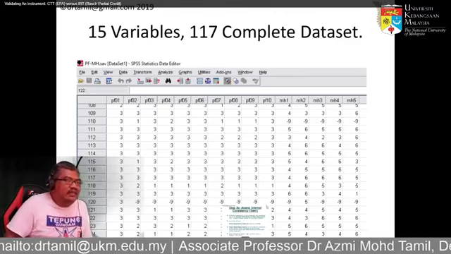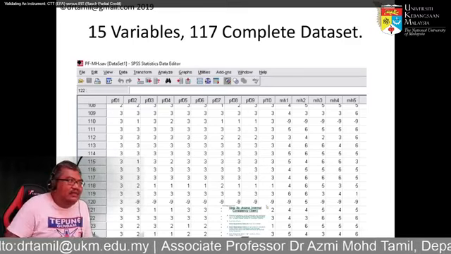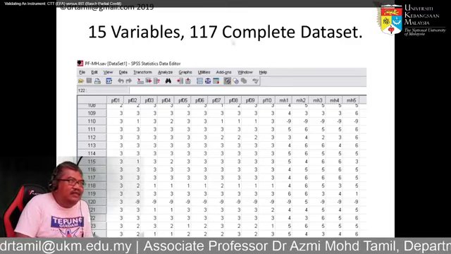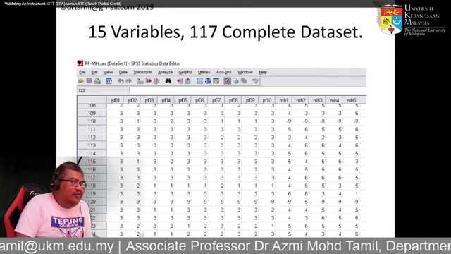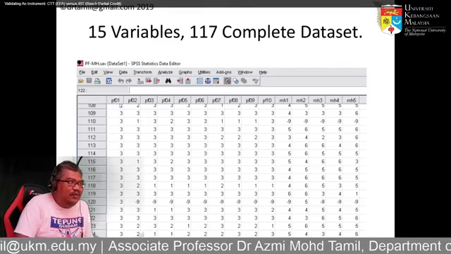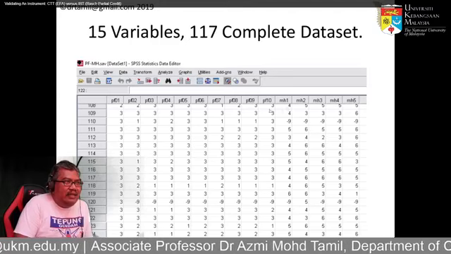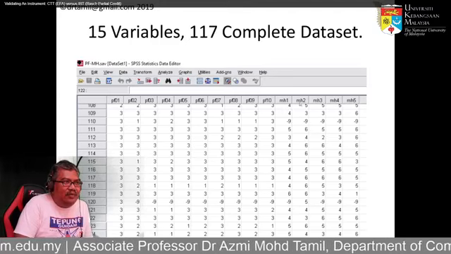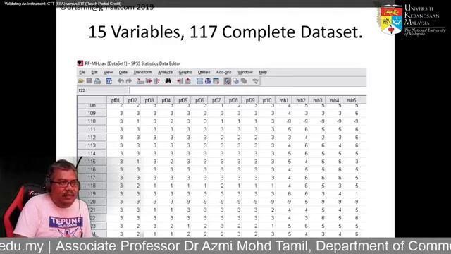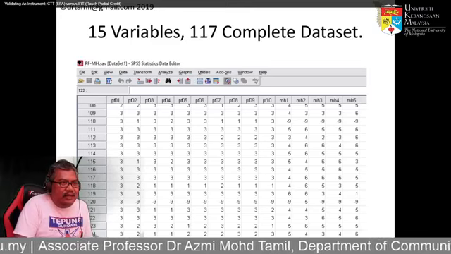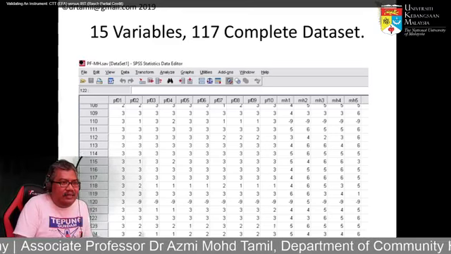Okay, here is the data set. This data set consists of 117 complete data set. We have question physical function from 1 until 10, and question of mental health from 1 till 5. Okay, where can you get this data set?